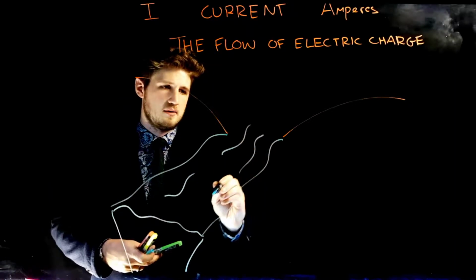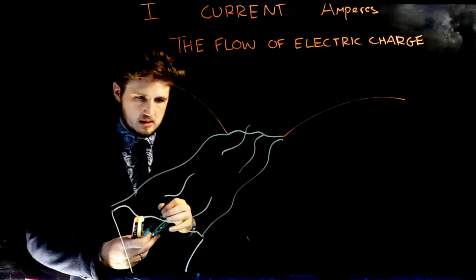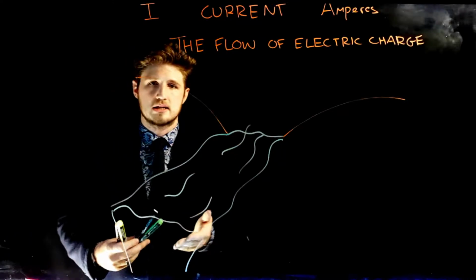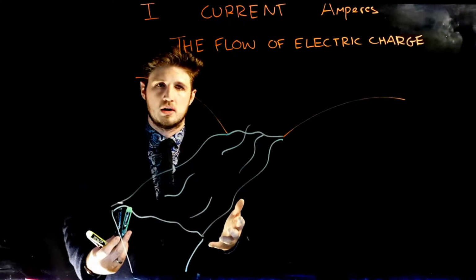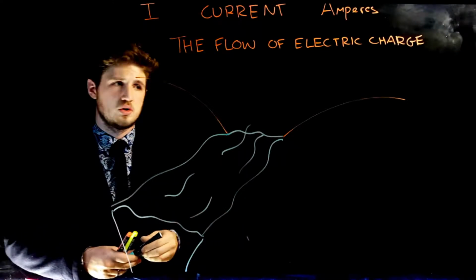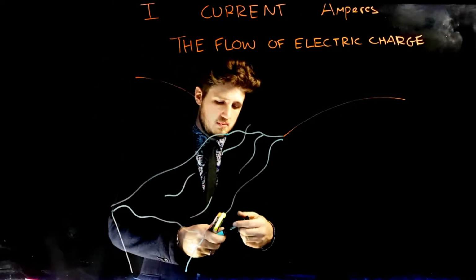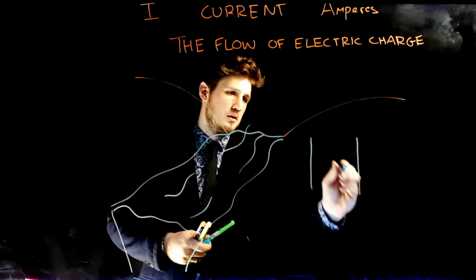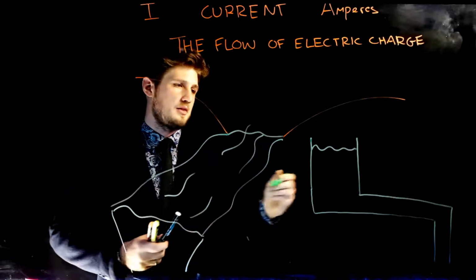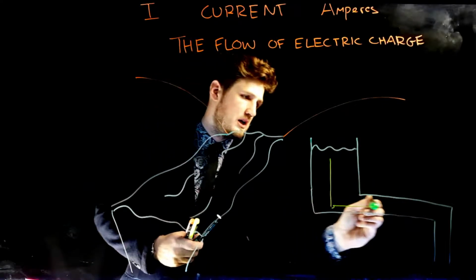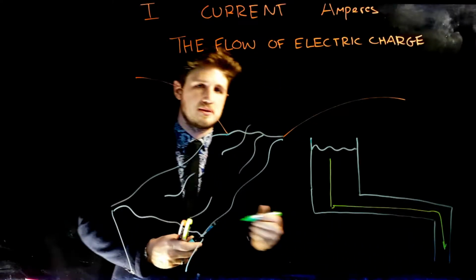So the water flowing through our stream is the current. Or you can liken it to a tank of water, and the substance, the water, is flowing through the pipes.